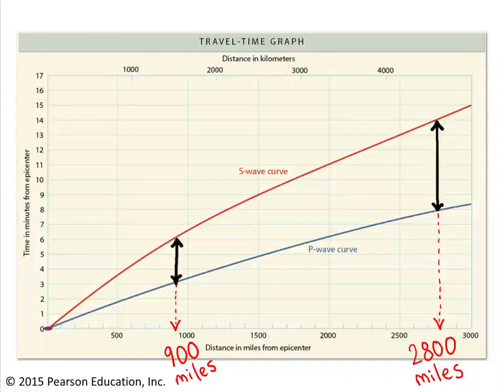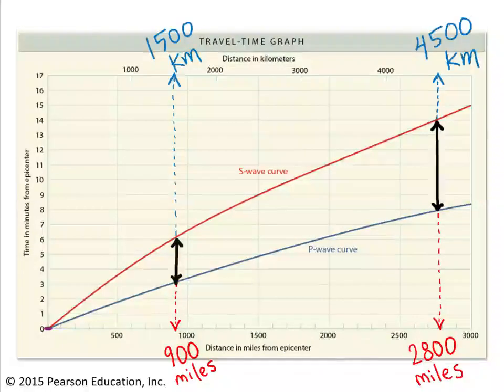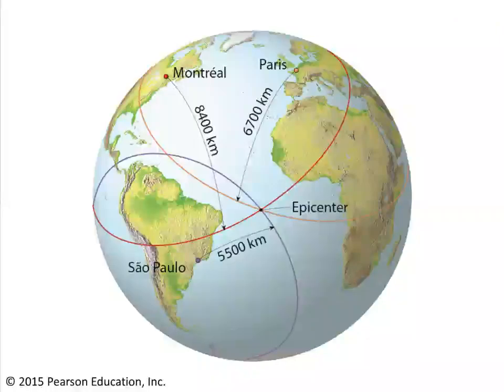If you aren't going to use miles and you'd rather use the metric system, you have that option as well. The distance in kilometers is shown up at the top of the graph. So here's what you can do with that distance information. You can use it to draw a circle, and the radius of that circle is going to correspond to the distance that you calculated.